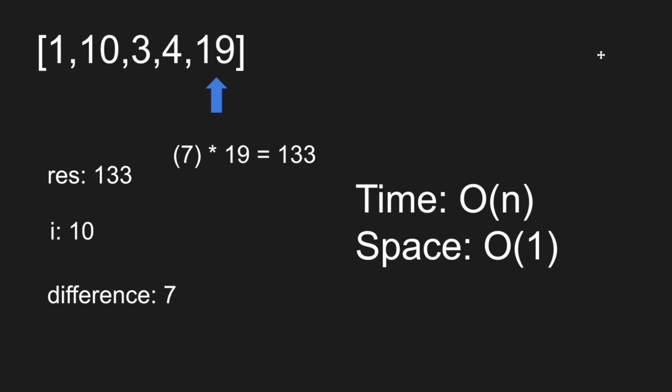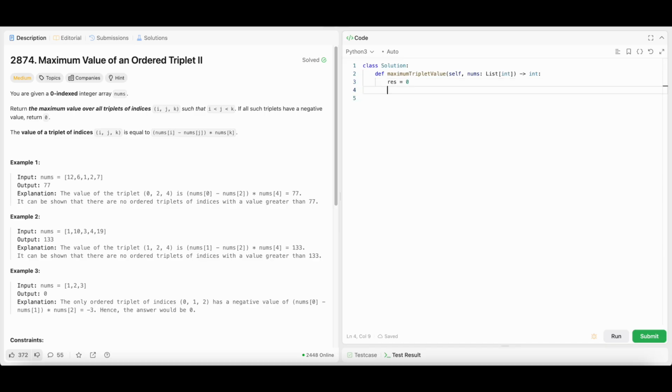So now let's get to the coding part. First we initialize the result to 0, we initialize i to nums of 0, and we initialize the difference to nums of 0 minus nums of 1, so it will be the first element minus the second element in the array. Now we can loop through k from 2 to the end, so 2 to the length of nums.